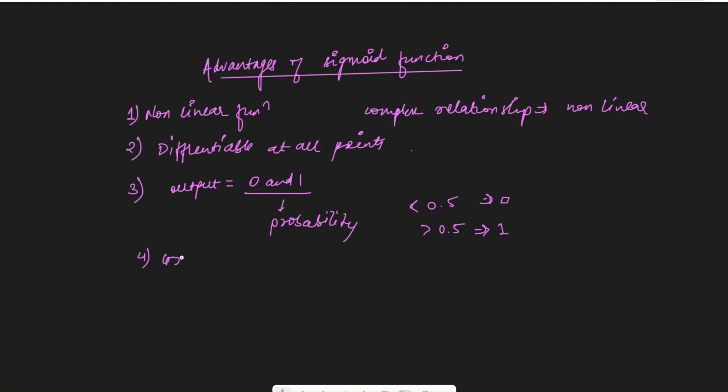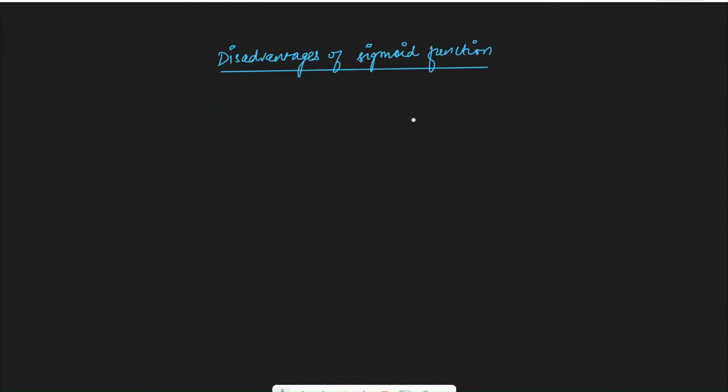Fourth is, it has a smooth gradient. So these were the advantages of the sigmoid function. Now let us talk about the disadvantages of the sigmoid function. The first disadvantage is that it causes the vanishing gradient problem. Let us try to understand what this problem is.